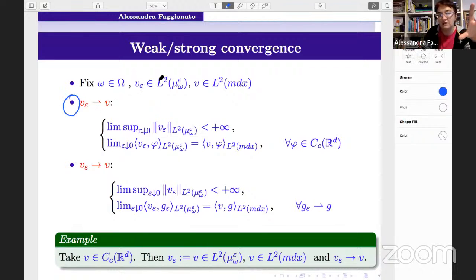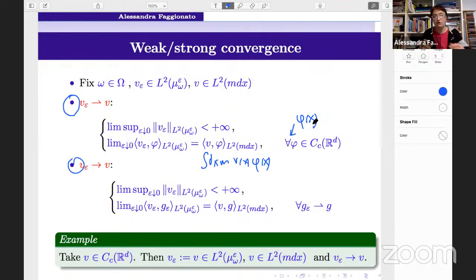If I have a v epsilon, which is a function in L2 for the rescaled reversible measure, and I have a v, which is a square integrable function, then we say that v epsilon weakly converges to v if the family v epsilon is asymptotically bounded. And moreover, when I take a nice test function phi, which is continuous with compact support in R^d, the scalar product between v epsilon and phi in L2 of the rescaled reversible measure converges to this other scalar product. And you can also give the definition for the stronger convergence. Here there is no omega: you play only with test functions that are functions of the position x.